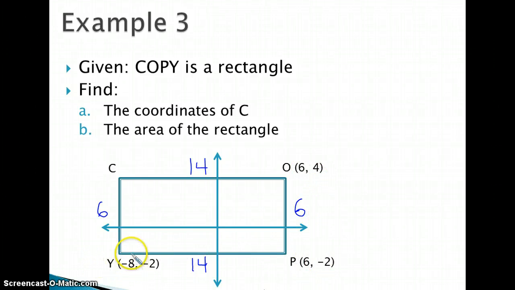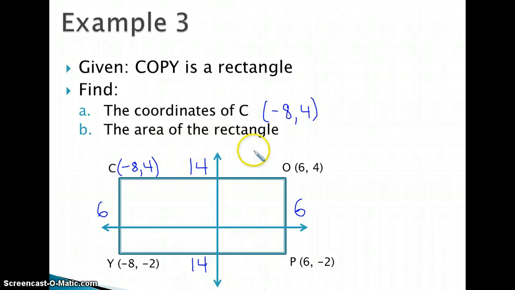Similarly here, I know that to find the coordinates of C, my x coordinate is going to be the same as Y's. So I know my x coordinate is going to be negative 8. And then because it's 6 up from negative 2, I take negative 2 plus 6, and I get 4. So my coordinate is negative 8, comma 4. You'll also notice that point C has the same y coordinate as O, and point C has the same x coordinate as Y.